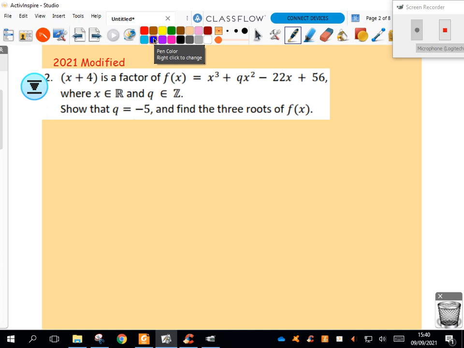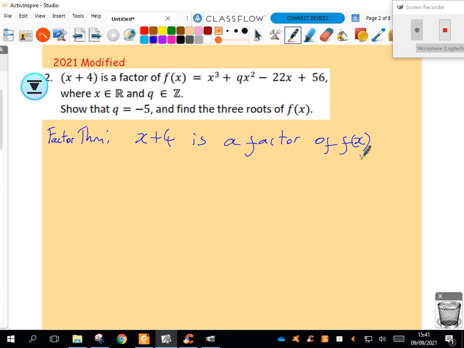So I'm going to use the factor theorem here, which you should know by heart. It's the factor theorem that says x plus 4 is a factor of f of x if and only if f of negative 4 is equal to 0. So given that x plus 4 is a factor, we can conclude that f of negative 4 has to be 0.